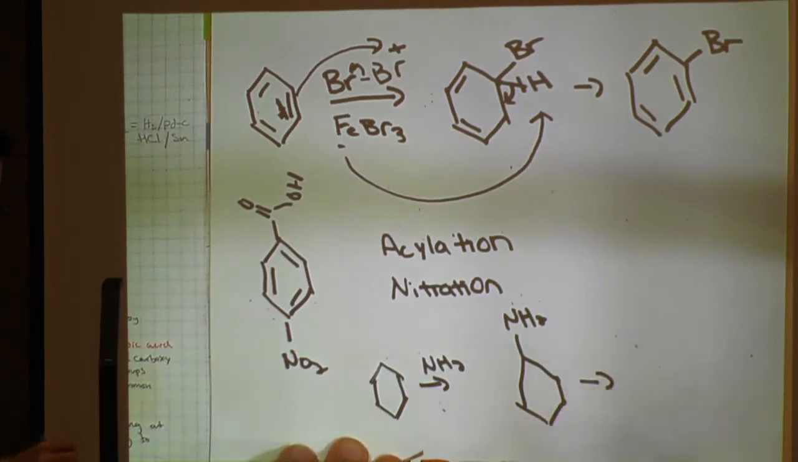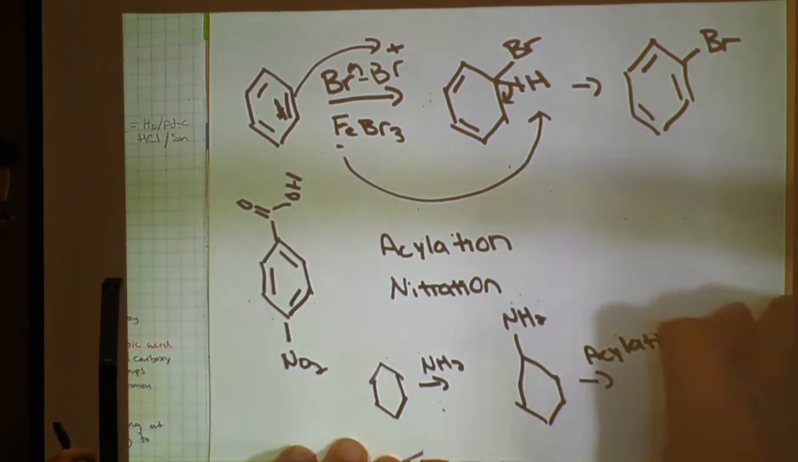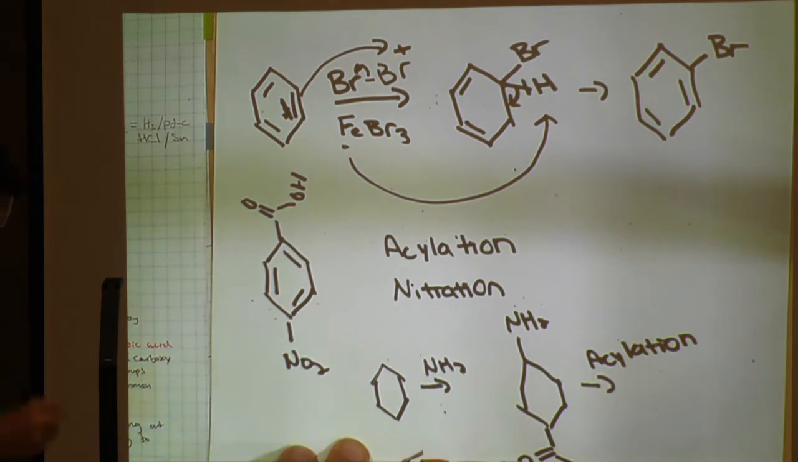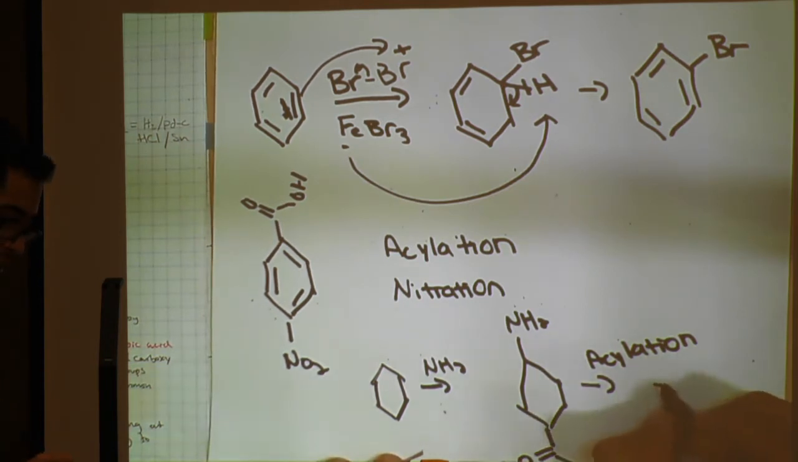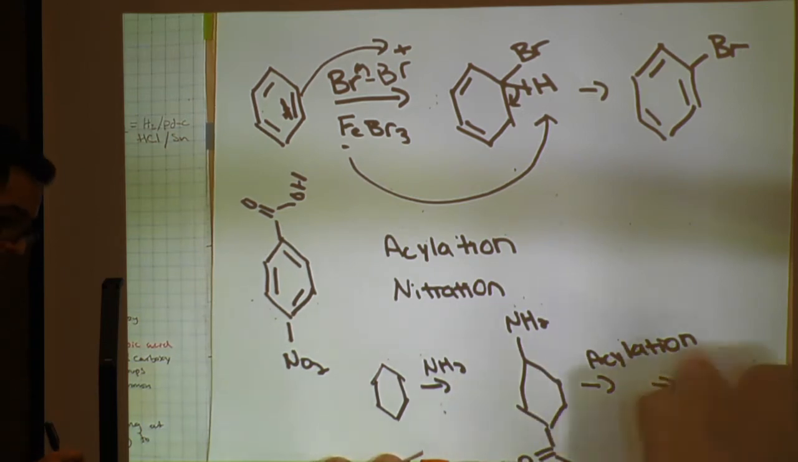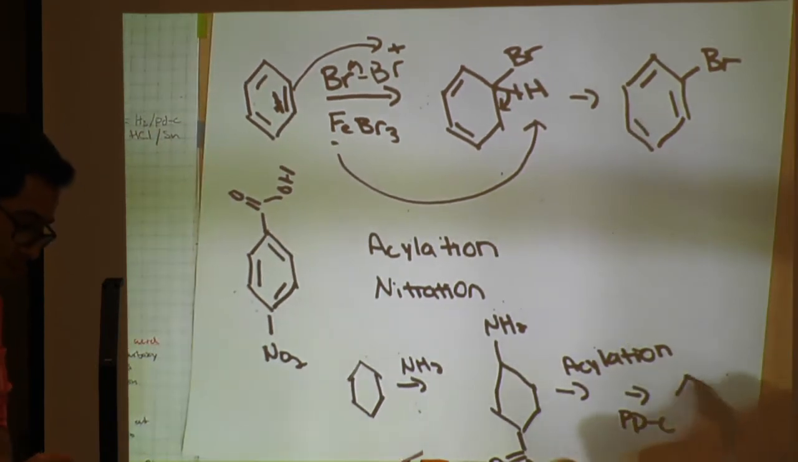From there, you can go ahead and add the acylation, right, using the Friedel-Crafts. That will go ahead and add this on. And then from there, you can go ahead, well, I should have drawn it separately. There, you can go ahead and use PDC to convert back into NO2.